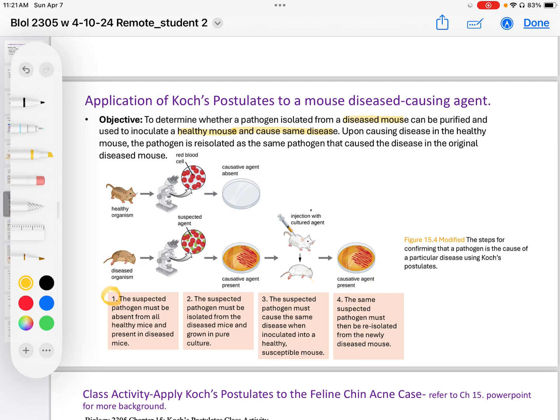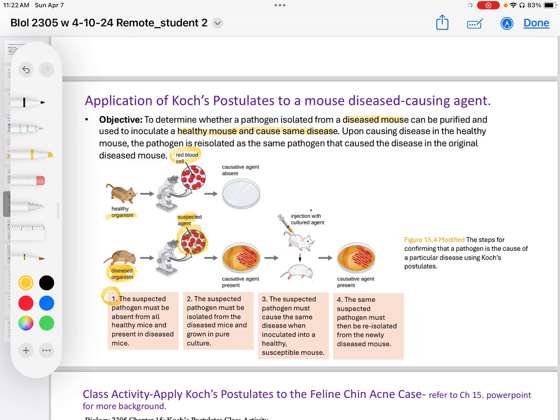For the first postulate, the suspected pathogen must be absent from all healthy mice and present in diseased mice. You can see here that in this healthy organism, it looks like they collected red blood cells, and when you look at it in the microscope, all they see is red blood cells. When they collect a sample from this diseased mouse and look at it under a microscope, it looks like it contains a suspected agent, which is the one shown here in green.